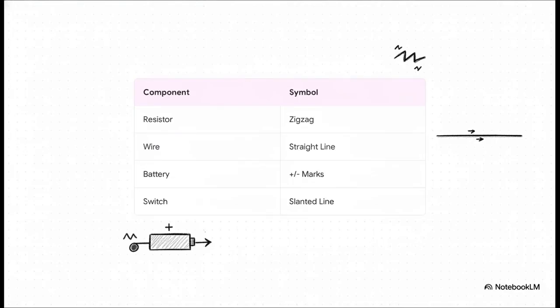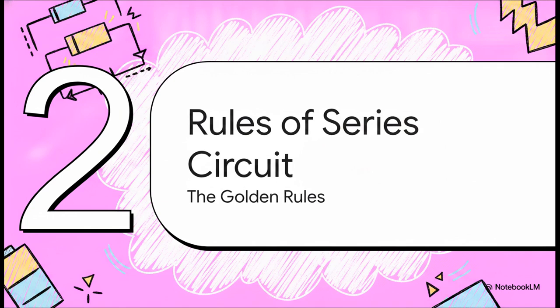Now, when we map this electricity out on paper, we use schematics. As you can see here, a resistor is drawn as a simple zigzag line, which perfectly represents the friction it provides. A conducting wire? That's just a straight horizontal line. Your power source, or battery, features distinct positive and negative marks. And a switch is drawn as a slanted line pointing upward, visually representing a break in the path that can be closed to let the current flow. Simple, right? Moving right along to Section 2, rules of a series circuit.